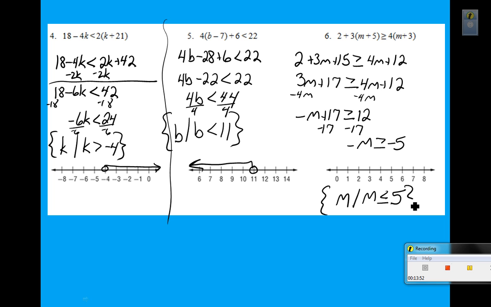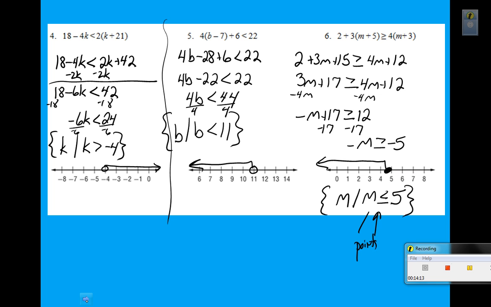Make it set builder notation by putting parentheses around it. Close dot on negative 5, and I'm coming to the left. Like I said, guys, if you keep your variable on the left, this points the direction that you need to go.